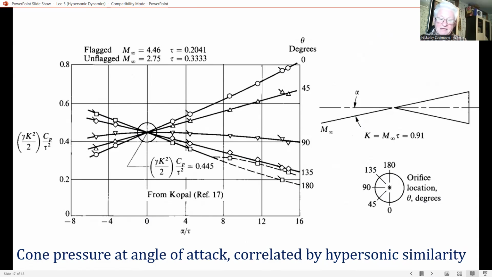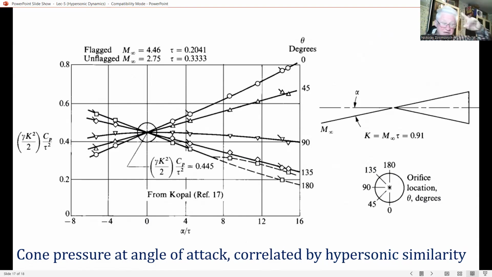Because the flow was conical, the values of Cp on the surface were constant along a given ray from the nose. But because of the angle of attack, Cp varied from one ray to another around the cone as a function of angular location. So notice that the data along any given ray for the two different values of M and tau, but both such that K equals 0.91, fall on the same curve when plotted versus alpha over tau. And hence the data in this figure, you can see the experimental dots, are a direct experimental verification of hypersonic similarity for bodies at angle of attack.